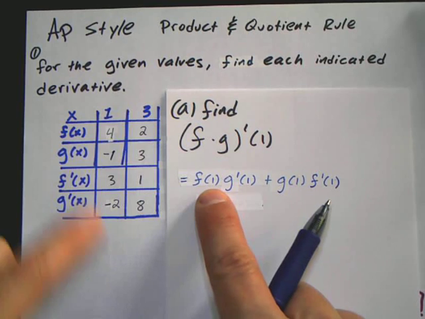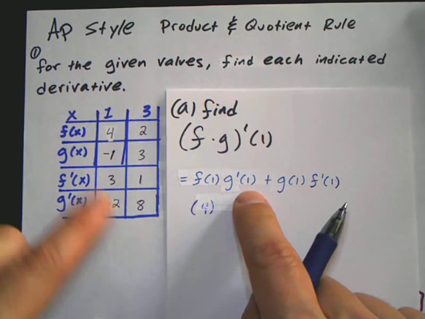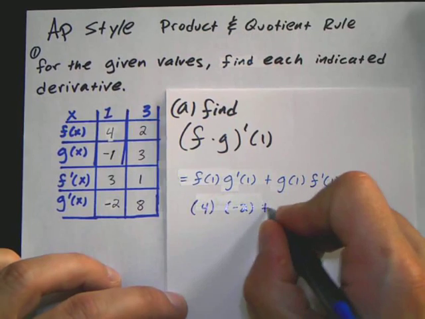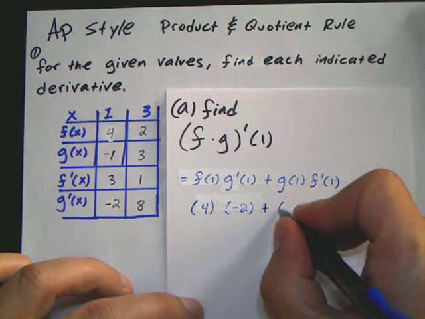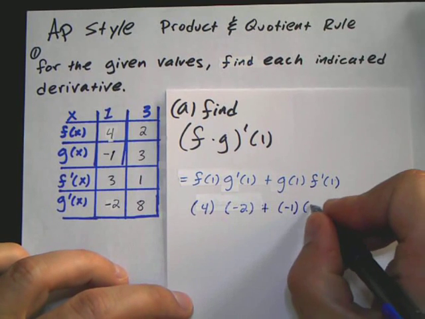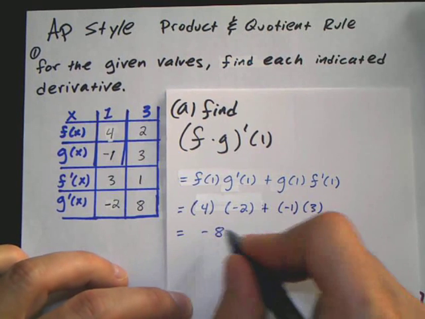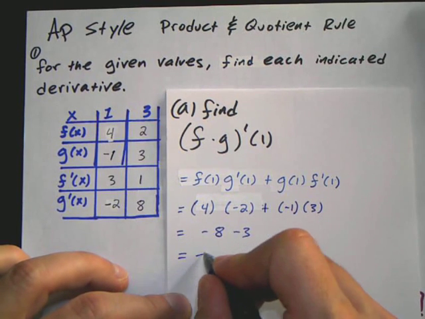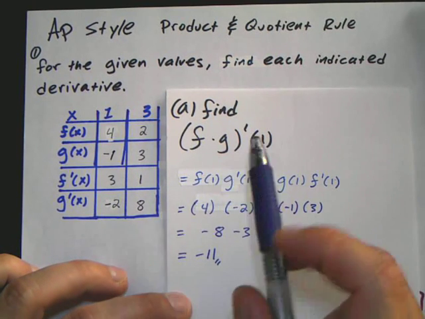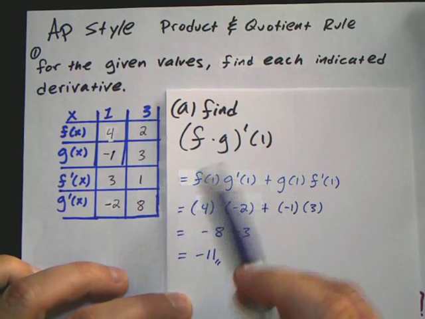So f of 1 is given to me as 4. g prime of 1 is given to me as negative 2, plus g of 1 is negative 1, and then f prime of 1 is 3. And then it's just a matter of multiplying and adding this together. This is going to be negative 8 minus 3, which is going to give me negative 11. Alright, so without really knowing what f and g are as far as what functions they are, you just have to rely upon the product rule definition for this derivative and then look up the table of values.